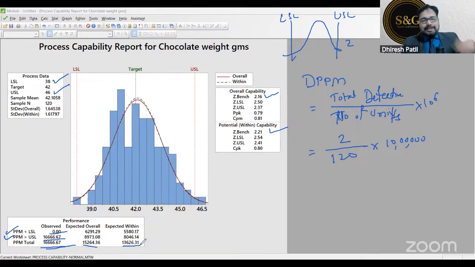Sunil ji, thank you very much for this correction. So we did not take 16666, but we have taken 15264 because we want to calculate overall Z bench. And then whenever we wanted to calculate the within Z bench, then we took 13626. Clear? हाँ, so 2 chocolate beyond UCL. Okay, let's go back to the data. Okay, the question is, how did you find out 2 chocolates beyond this? Okay. So let me just go back to this.